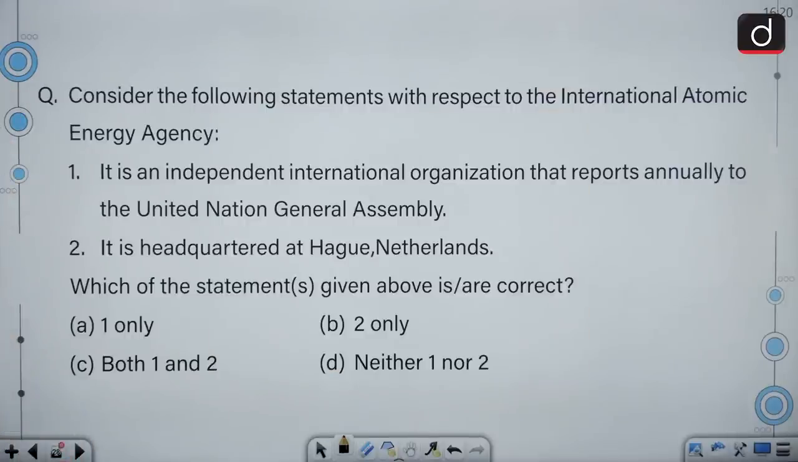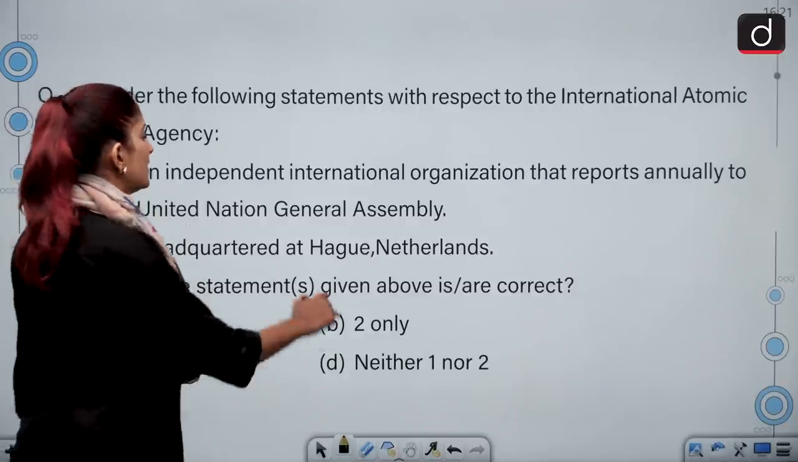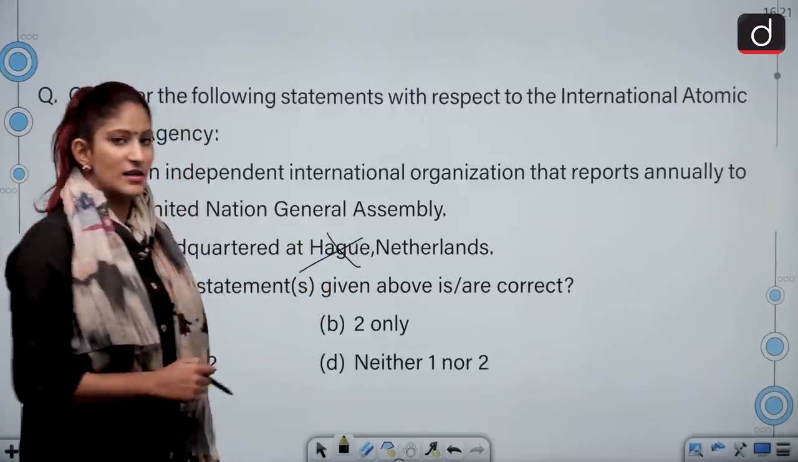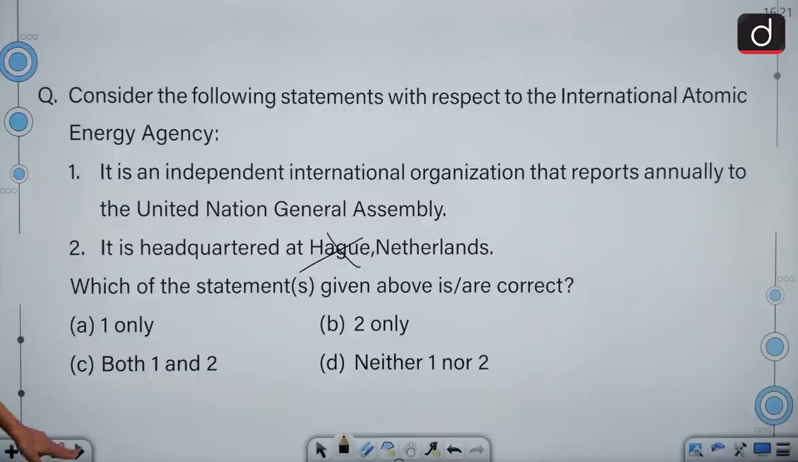Consider the following statements with respect to the International Atomic Energy Agency. It is an independent international organization that reports annually to the United Nations General Assembly, and it is headquartered at Hague, Netherlands. We have to select the correct statement. So, if we talk about the International Atomic Energy Agency, it is headquartered at Vienna and not Hague. So the correct answer to this question is option A, one only.